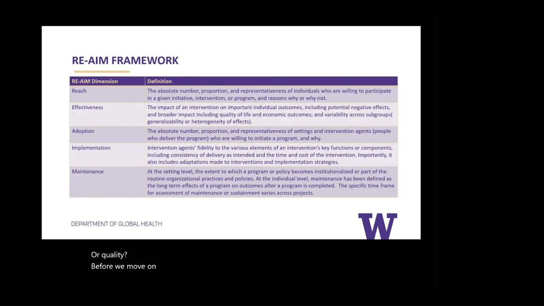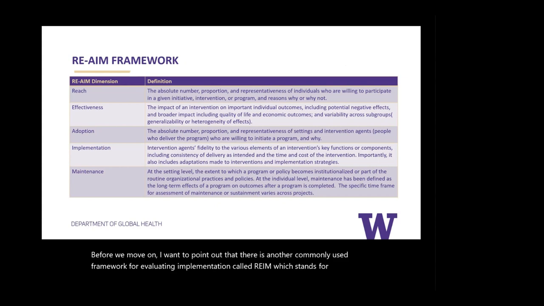Before we move on, I want to point out that there is another commonly used framework for evaluating implementation called RE-AIM, which stands for Reach, Effectiveness, Adoption, Implementation, and Maintenance. Now, there's a fair amount of overlap between the RE-AIM framework and the implementation outcomes framework that I just discussed. I'll just point out some of those similarities and differences very briefly. Reach is a lot like service penetration in the other framework. Adoption is comparable between the two frameworks, although adoption in RE-AIM can be assessed like penetration in the implementation outcomes framework. Implementation in RE-AIM is typically assessed as fidelity, although sometimes researchers using the RE-AIM framework will assess implementation in terms of acceptability, appropriateness, and feasibility. And then maintenance in RE-AIM is very much like sustainability in the implementation outcomes framework.